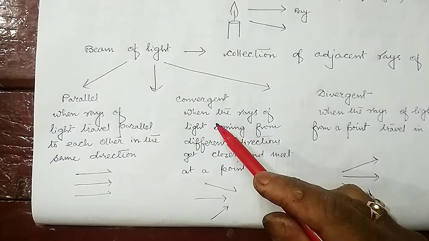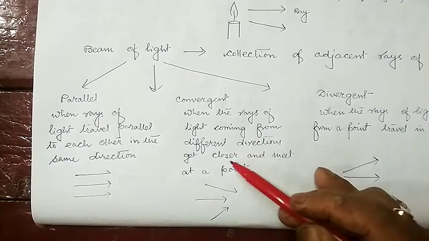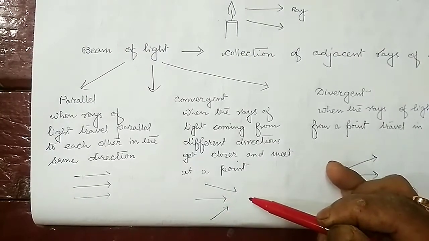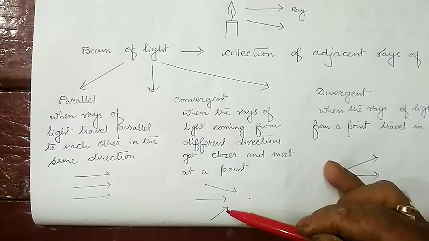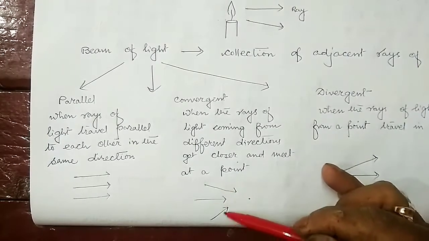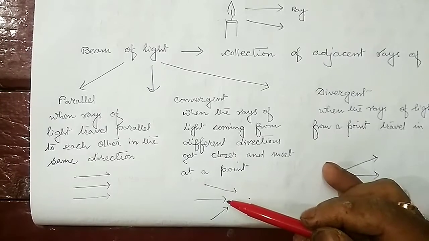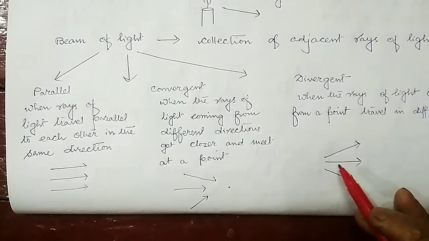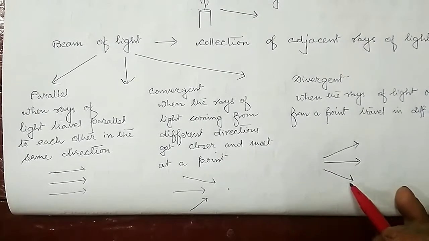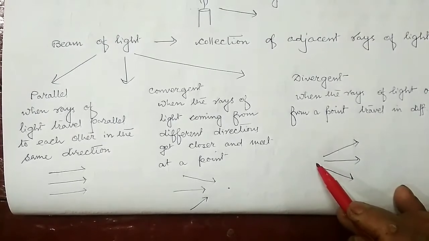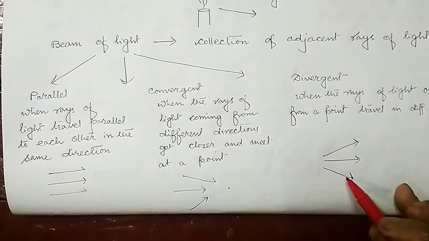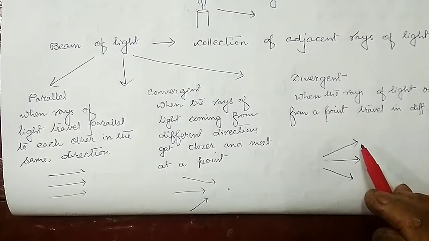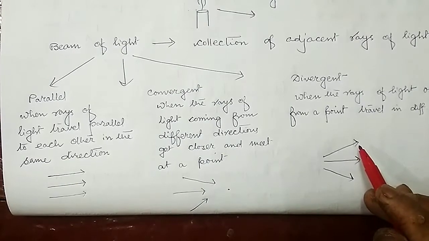As you can see here in the definition, when the rays of light coming from different directions get closer and meet at a point, so all of them are coming from different directions and ultimately moving towards a particular point, then this type of rays are called convergent rays. And since we have considered multiple rays, we can say convergent beam. And when the rays of light are coming from a point and then travel in different directions, you can see here 3 rays that originated from the same point but they are moving in different directions, then this type of beam is called divergent beam. I hope parallel, convergent and divergent beam of light are now clear.